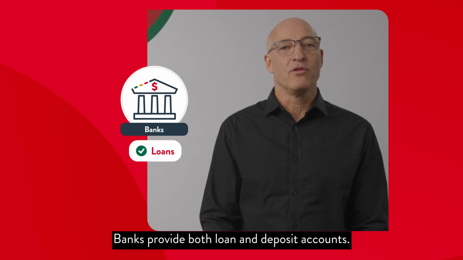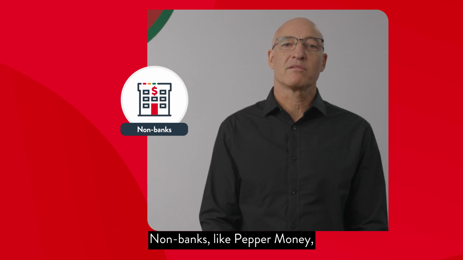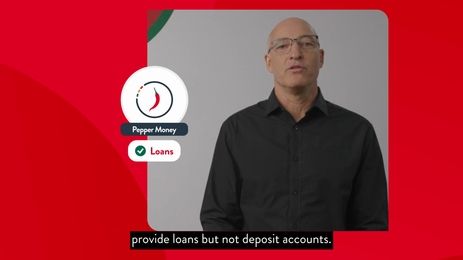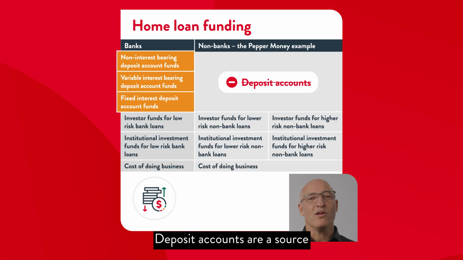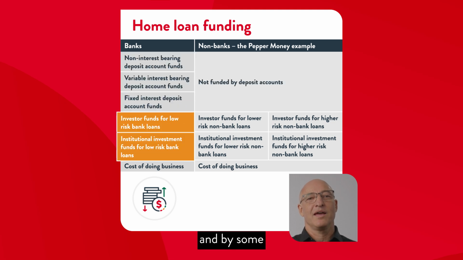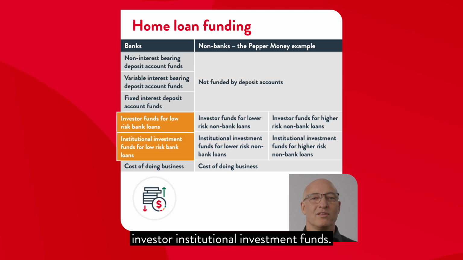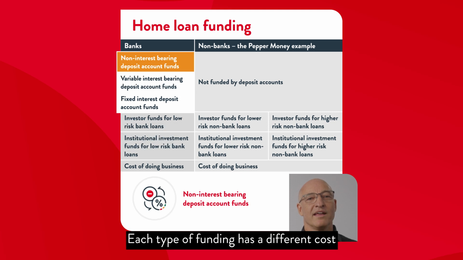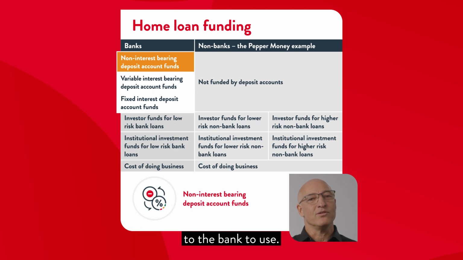Banks provide both loans and deposit accounts. Non-banks like Pepper Money provide loans, but not deposit accounts. Deposit accounts are a source of loan funds for banks. Bank loans are mostly funded by customer deposits and by some institutional investment funds. Each type of funding has a different cost to the bank to use.